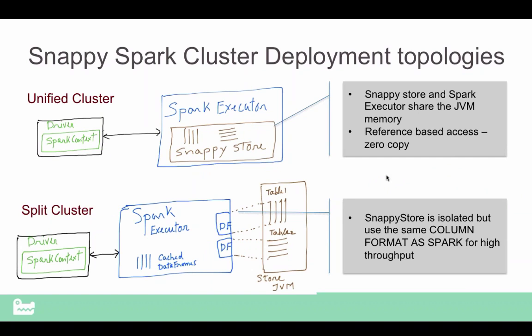One is called the unified cluster mode, and the second is called the split cluster. Or you could look at it as saying one is a mode in which the store itself is embedded. The second looks like much more standard Spark, right? Saying, hey, the store is actually isolated in a separate cluster than the Spark executors. Because depending on the workload, I might need either or both of these deployment topologies.